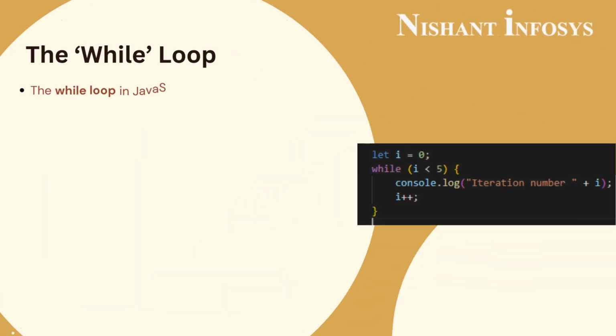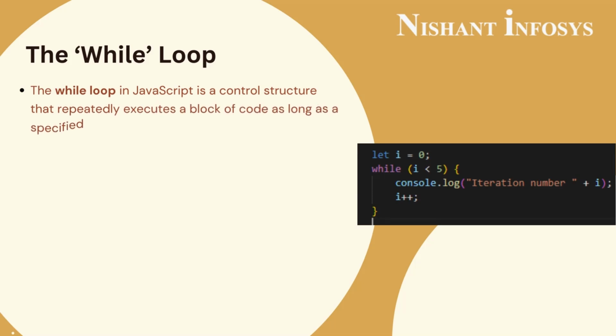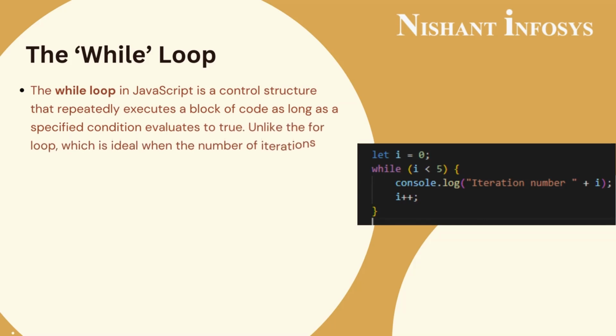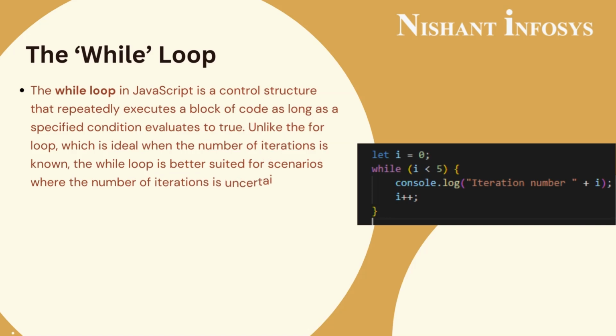Next comes the while loop. The while loop in JavaScript is a control structure that repeatedly executes a block of code as long as a specified condition evaluates to true. Unlike the for loop, which is ideal when the number of iterations is known, the while loop is better suited for scenarios where the number of iterations is uncertain or depends on dynamic conditions.